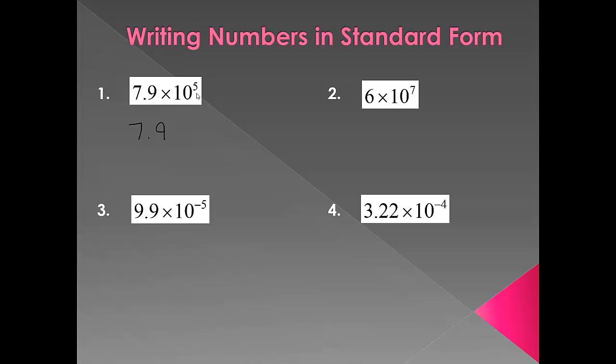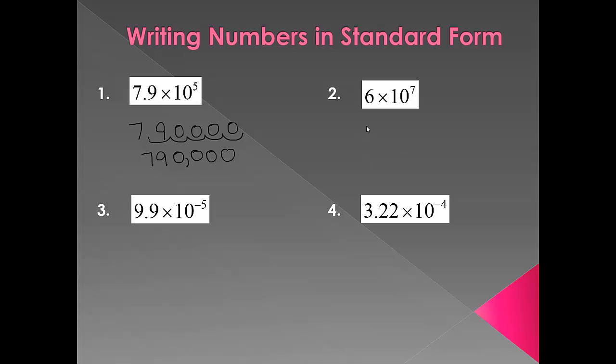Since our exponent is positive, we're moving our decimal to the right. So move it 5 places to the right. So we have 1, 2, 3, 4, 5. Now we will insert our zeros into those spaces, and we'll write our number. We have 790,000, and that number is going to be 790,000.